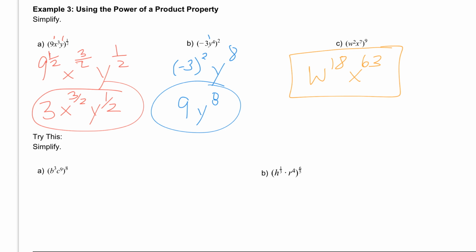If you did the try this correctly for letter A, you should get b to the 24th times c to the 72nd. And if you did letter B correctly, you should have h to the 2/5 times r to the 24 over 5. If you have questions on either one of these, please let me know.